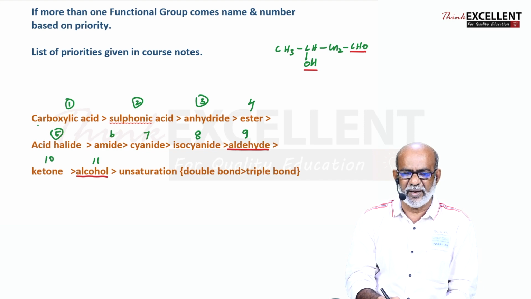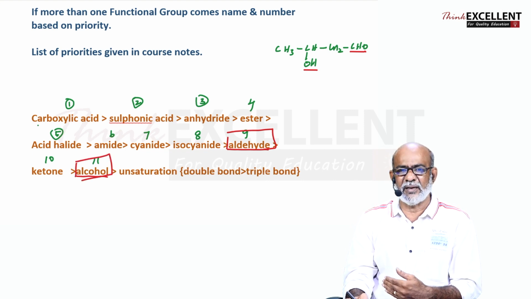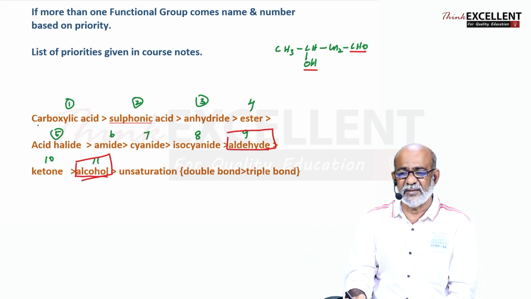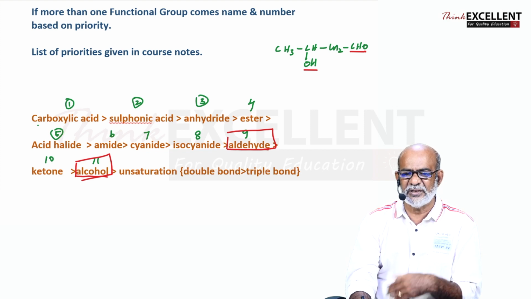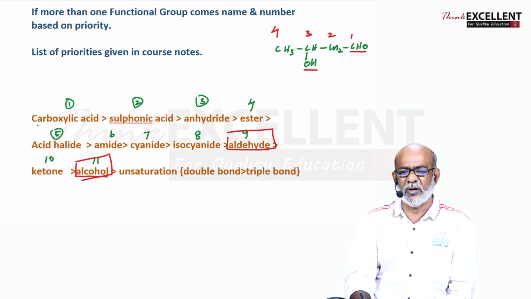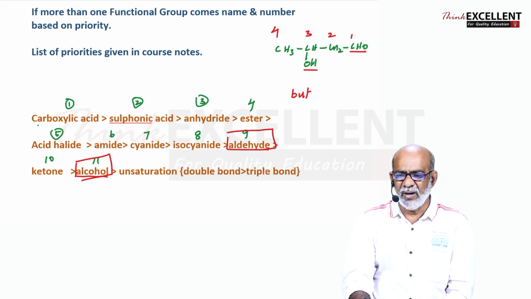So according to this priority order, aldehyde is first, then alcohol comes second. So here the aldehyde gets the priority, so it comes as the suffix, and the alcohol comes as the prefix. You see that? I'll start from here. Which gets the priority? Aldehyde. So you start from there: 1, 2, 3, 4. So 4 carbons. First you should find the root word. For 4 carbons, the root word is but. I write that first: but.